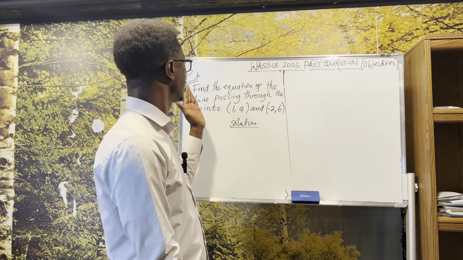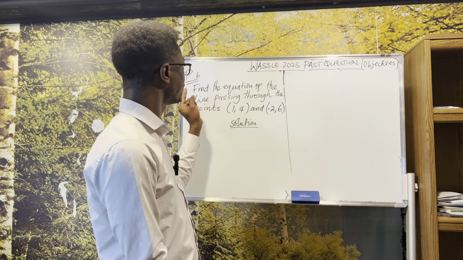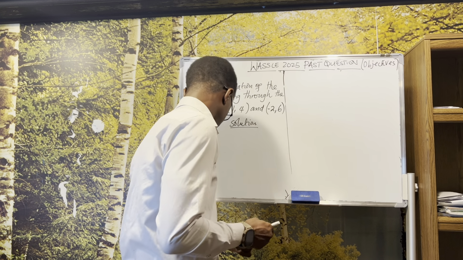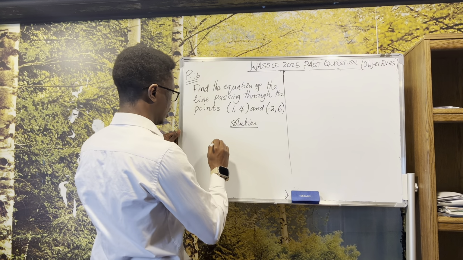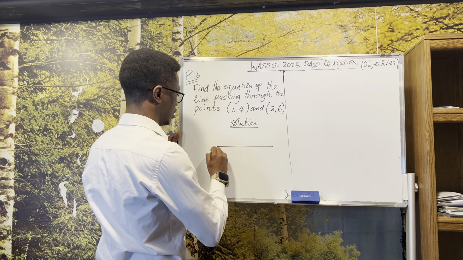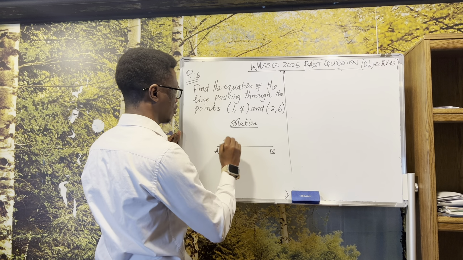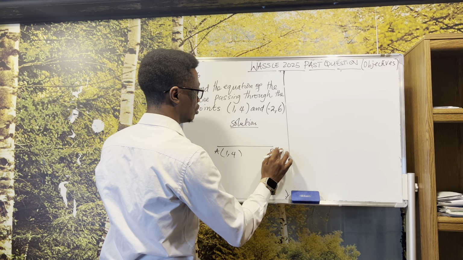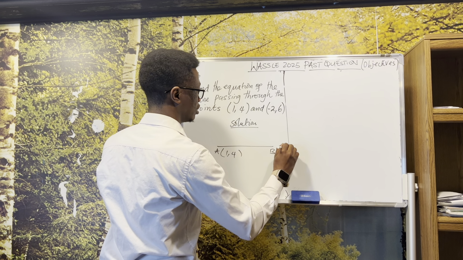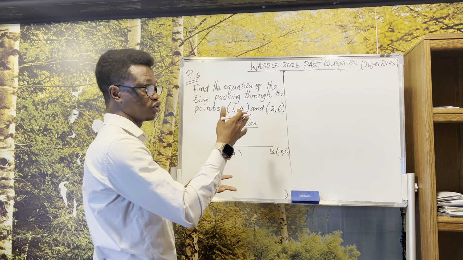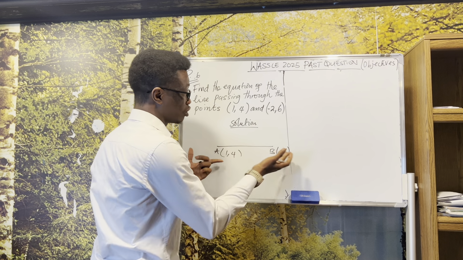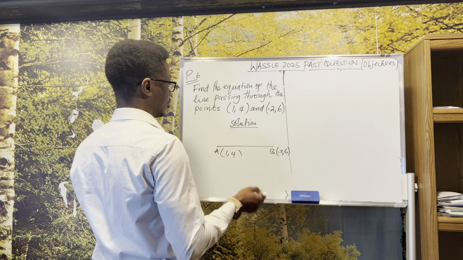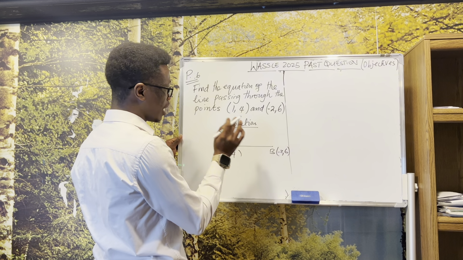Okay, this question says find the equation of the line passing through the point. We have 2 points here. Let's say this is a line. This is A and this is B. So A is (1, 4) and B is (-2, 6). Of course, if I draw this graphically, it's not going to be a flat line like this. So now you are asked to find the equation of this.